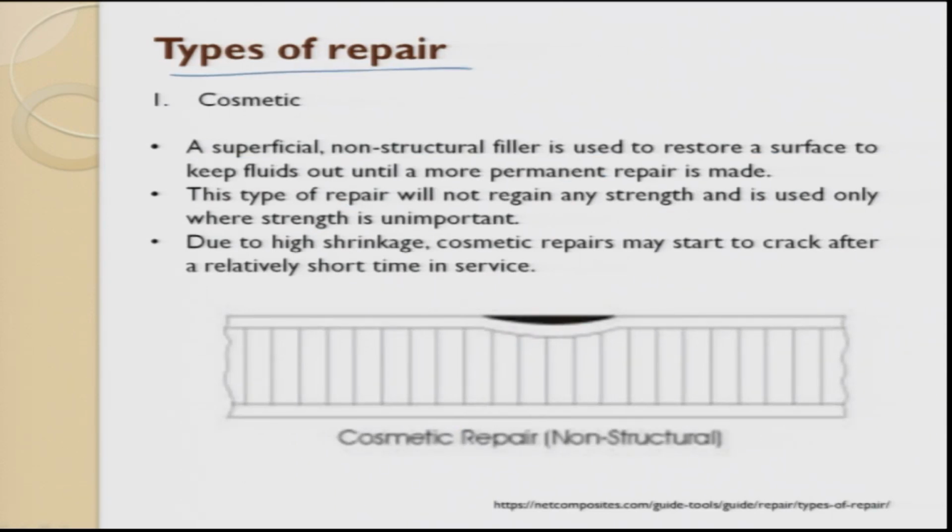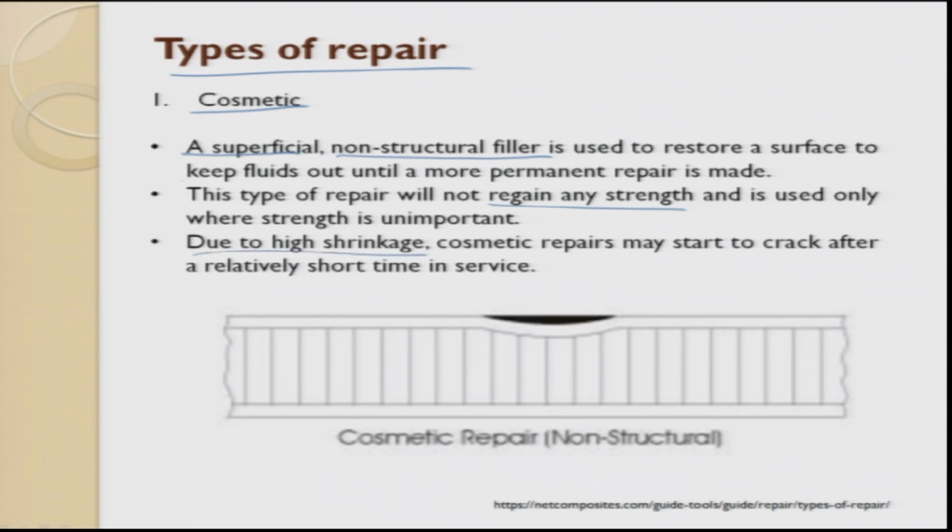So, the types of repair: cosmetic repair. Suppose it is only a dent on the surface, then we try to use a filler and fill the place where the damage happened. So, a superficial or non-structural filler is used to restore a surface to keep fluid from penetrating or getting retained in the small dent. This type of repair will not regain any strength. It has no strength, it is only superficial.